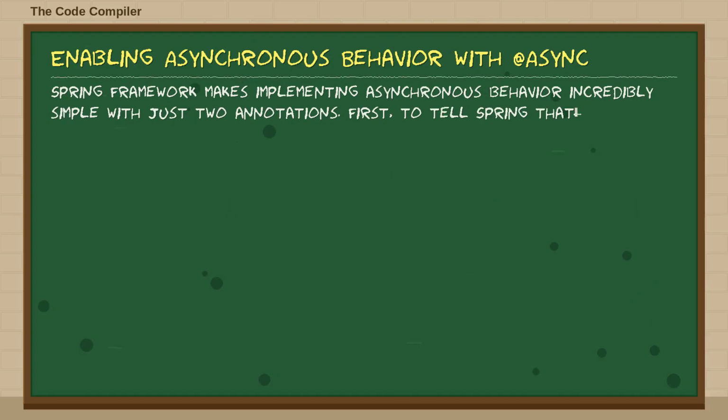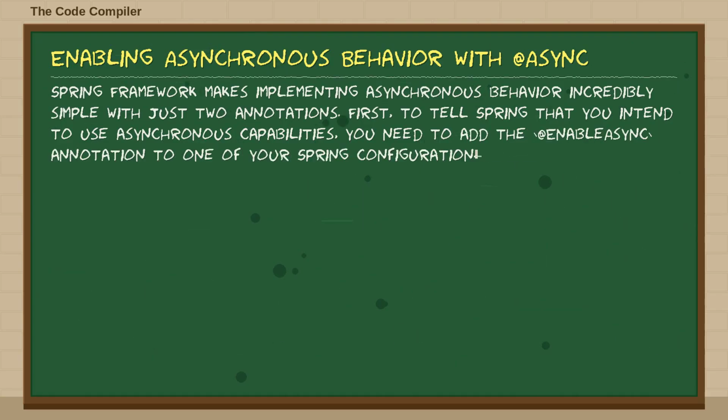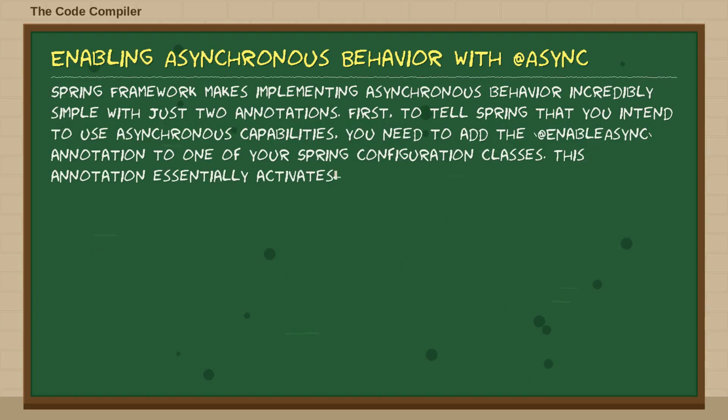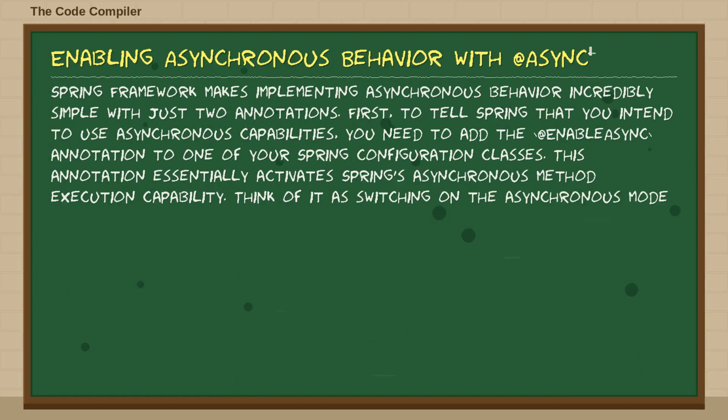First, to tell Spring that you intend to use asynchronous capabilities, you need to add the @EnableAsync annotation to one of your Spring configuration classes. This annotation essentially activates Spring's asynchronous method execution capability. Think of it as switching on the asynchronous mode for your application.